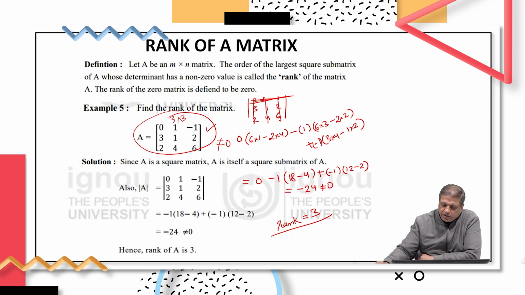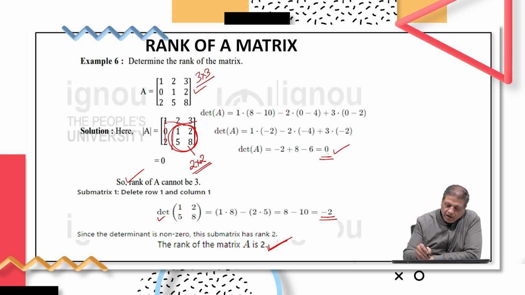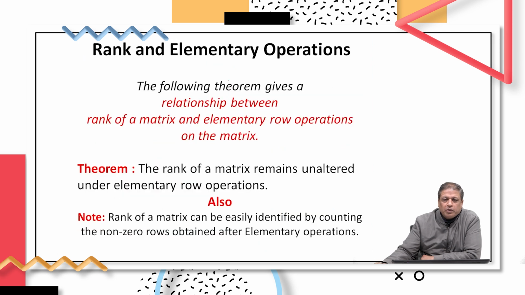As per the definition, the order of the largest square submatrix of A whose determinant has a non-zero value is called the rank. In this case, the largest such square submatrix is 1 2, 5 8, that is why the rank is 2. What is the order of this submatrix? It is 2 cross 2. Over here, the 3 cross 3 determinant turns out to be 0, so the rank of the matrix cannot be 3. I hope you understood what we mean by the rank of a matrix.